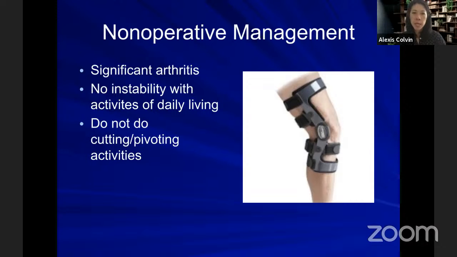And then number three would be someone who doesn't need to do any cutting or pivoting activities. If you have someone who is young and pretty active, they don't feel any looseness in the knee, they don't have any knee giving out, and they don't particularly want to go back to anything like skiing or basketball or football or soccer, and they're happy doing activities such as running or spinning, where they're doing a linear or straight ahead motion most of the time, those are people who may not actually need to have surgery for the ACL.